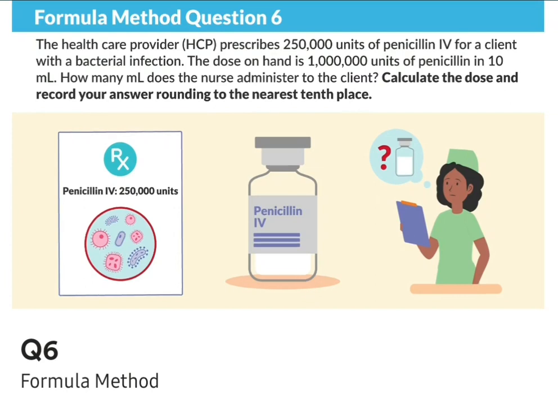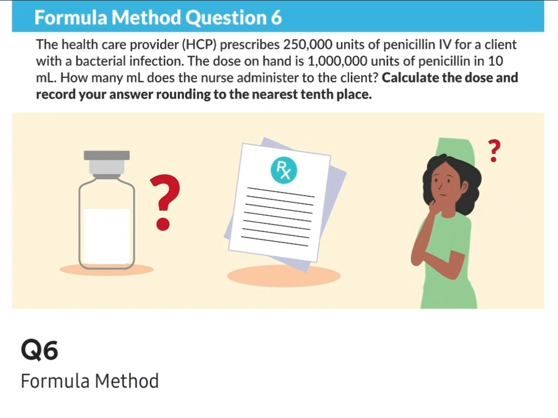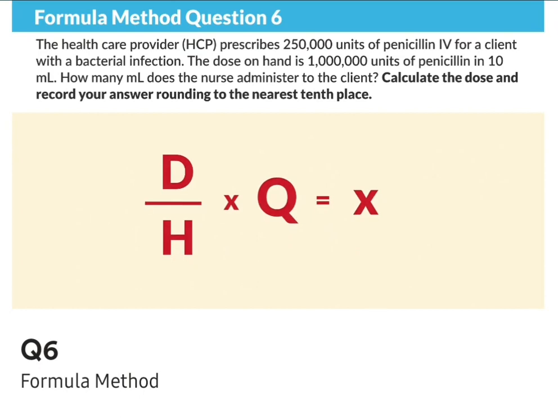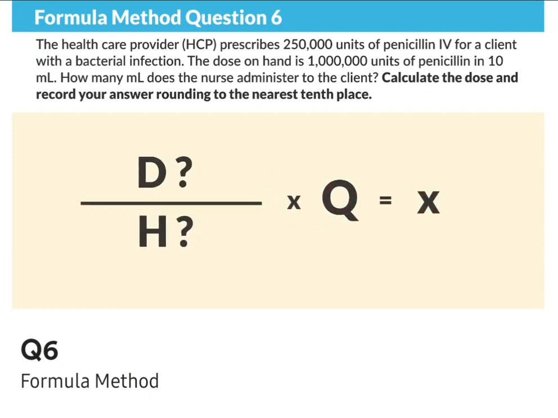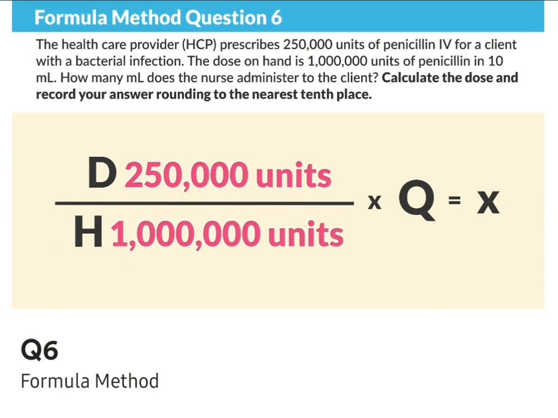All right, so let's break this down and don't sweat here. So first, identify what you're solving for. What we're solving for is how many mLs the client should receive to achieve that prescribed dose. So once again, we're using this formula method, the desired over have. So just remember, D over H times the quantity. So what is the desired prescribed dose here? Well, D is 250,000 units, the doctor's order. Now, H is what you have, 1 million here. So we just put 250,000 over 1 million. And they're both in units, so they're the same. So let's move on here.